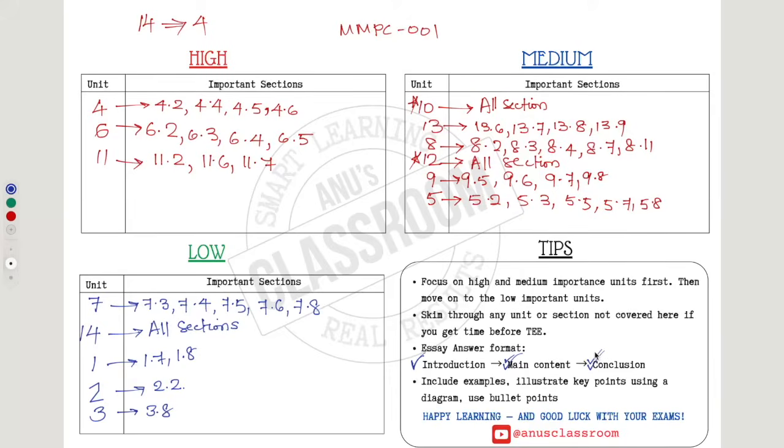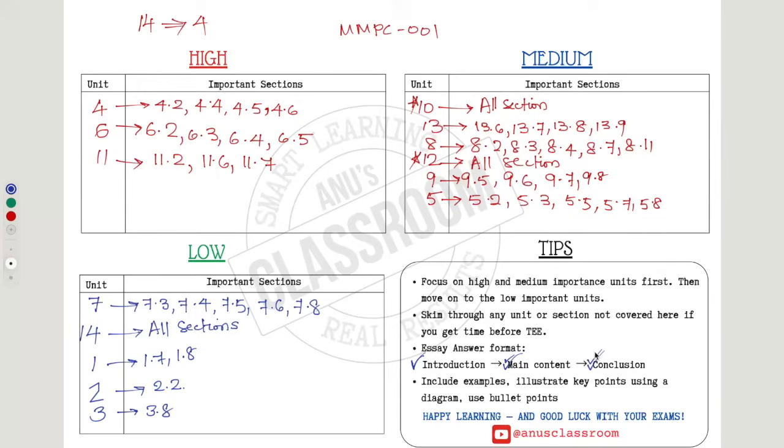Sometimes questions ask to give examples, sometimes they don't. Whether they ask or not, give examples. And if the nature of the answer is such that you can illustrate it, you can summarize the key points using some kind of a figure or a table, do that. If not, at least try to use bullet points or divide your answer into multiple sections. And when you are dividing into multiple sections, make sure to give a heading for each section and underline it so that they stand out. Okay. So that is some of the tips.